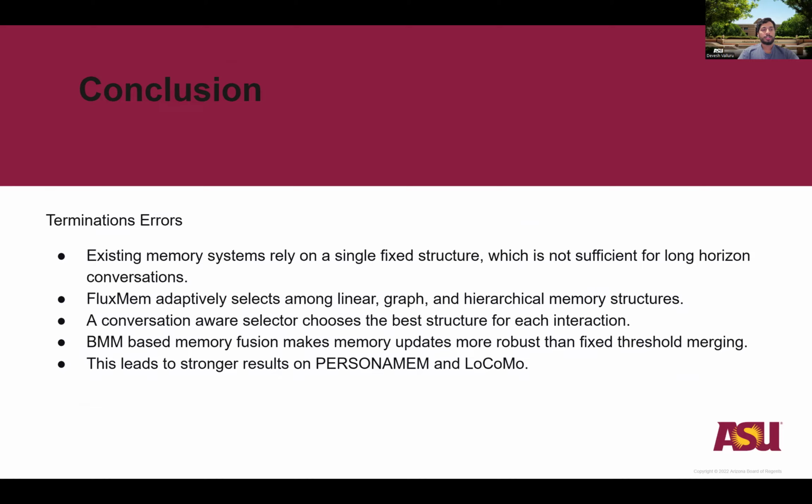And coming to the conclusion, existing memory systems rely on a single fixed structure, which is not sufficient for long conversations. So we introduced FluxMem, which adaptively selects linear, graph, and hierarchical memory structures, and a conversation-aware selector chooses the best structure for each interaction. BMM-based memory fusion makes the memory updates more robust than fixed-threshold merging, and this leads to strong results on PersonaMem and LoCoMo.